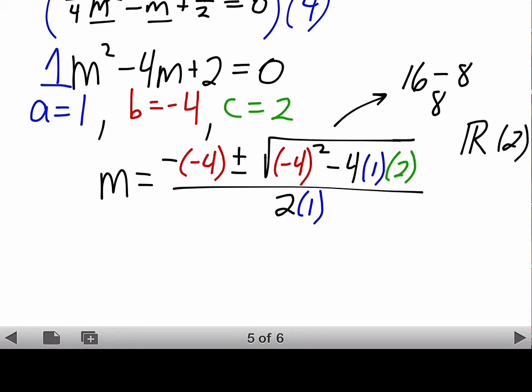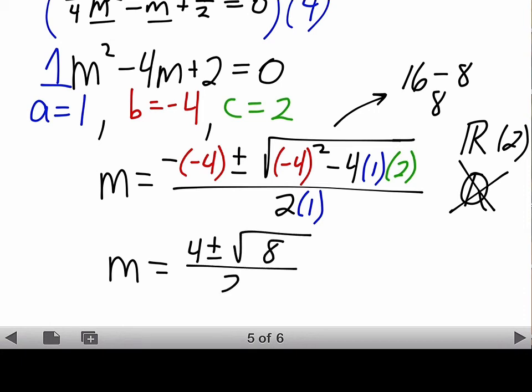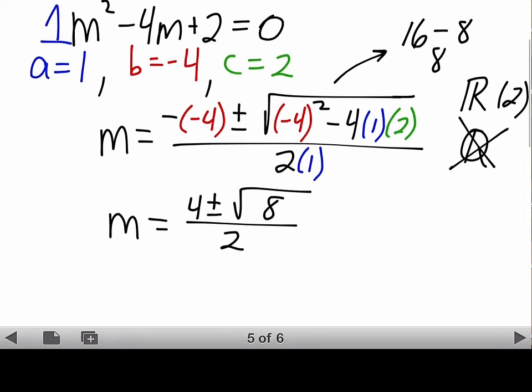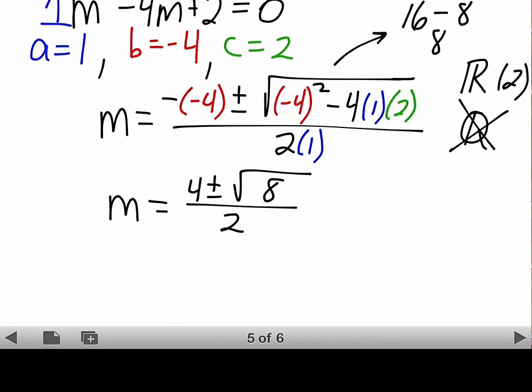It's positive. We're going to have real solutions. There are 2 of them. And notice, since 8's not a perfect square, they're not going to be rational. So m is equal to 4 plus or minus, we already figured out the discriminant is 8, so the square root of 8 all over 2. And now we can simplify.